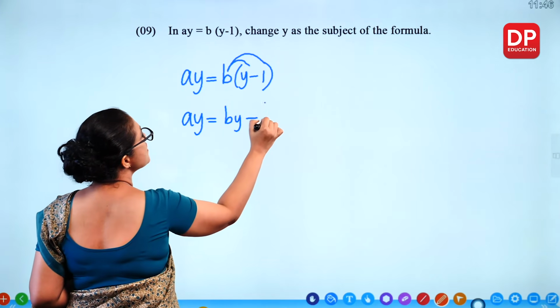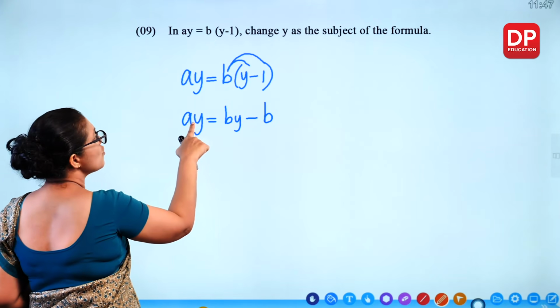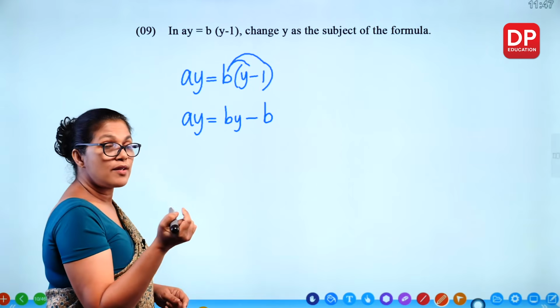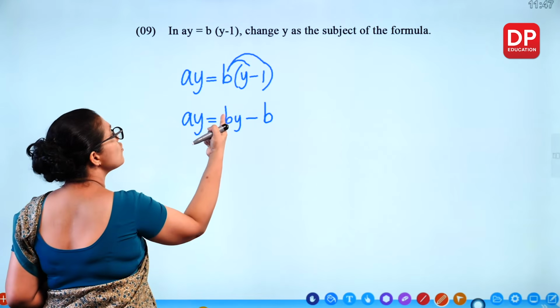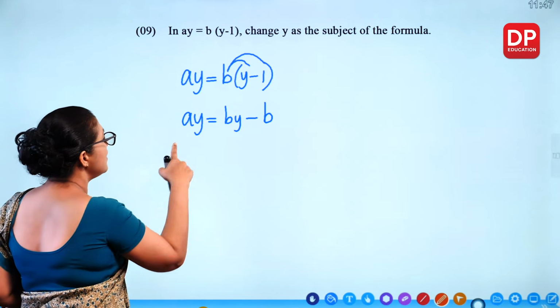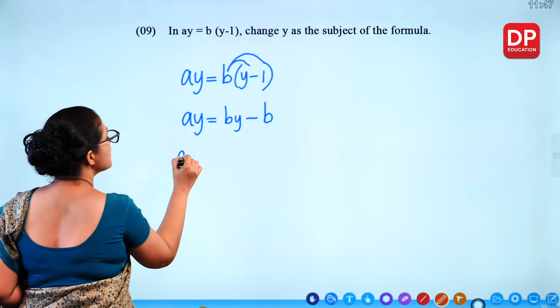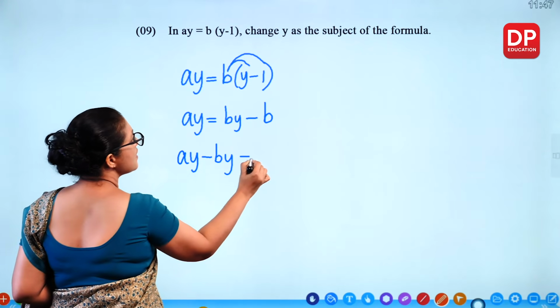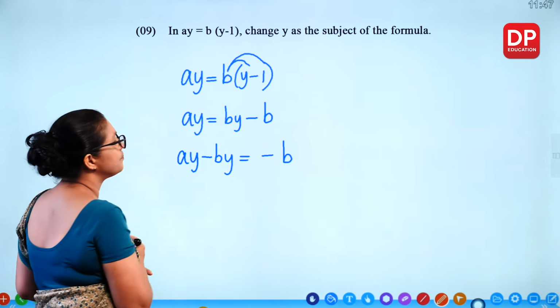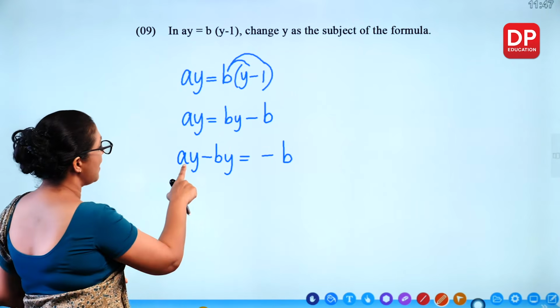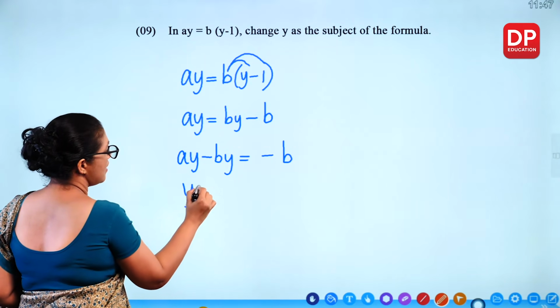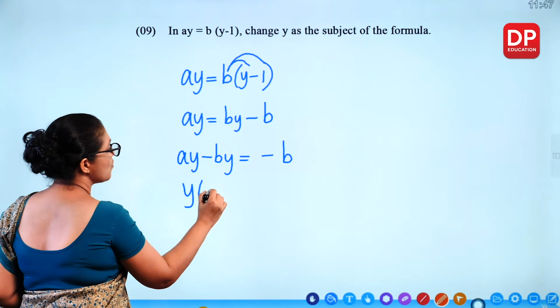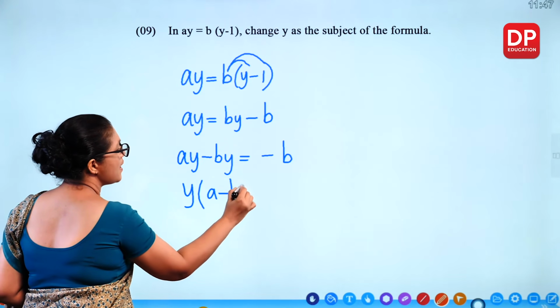By minus B. Now here there's a Y term, and on the other side there's also a Y term. So you have to take all terms to one side. So I'm taking this also to this side. You get AY minus BY is equal to minus B. Then I can take Y common out. So what's remaining? I can write A minus B.